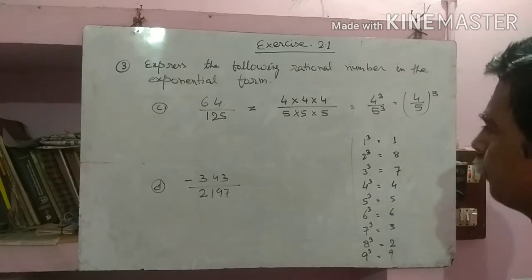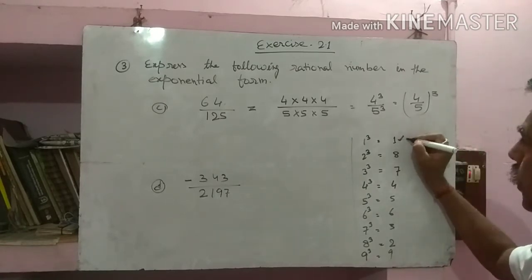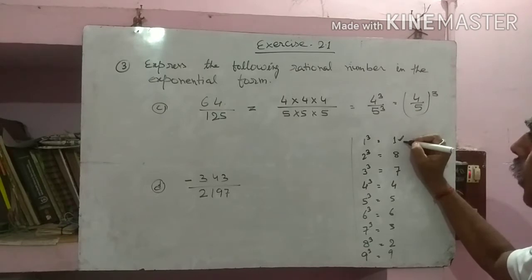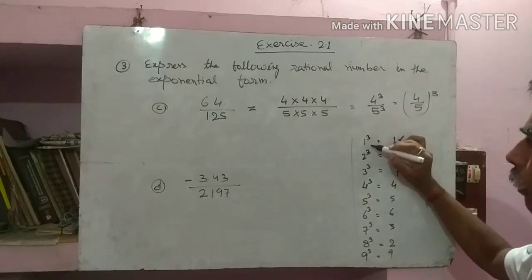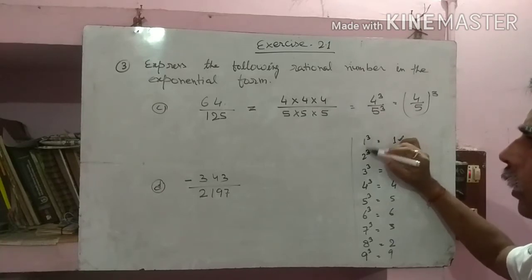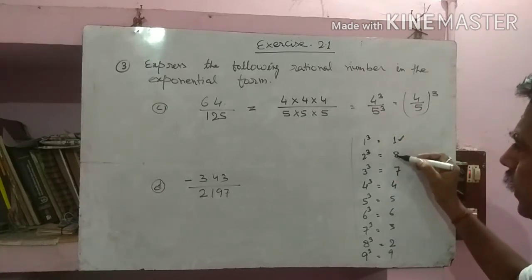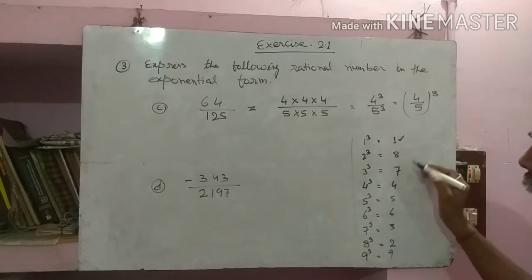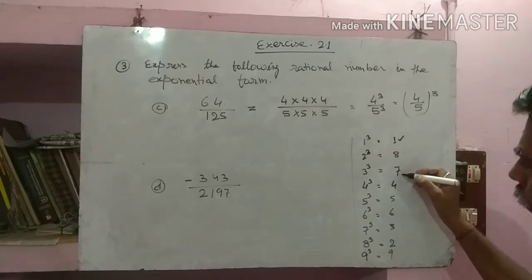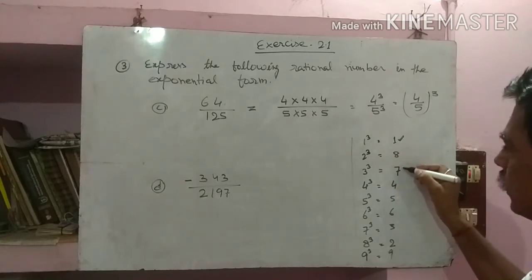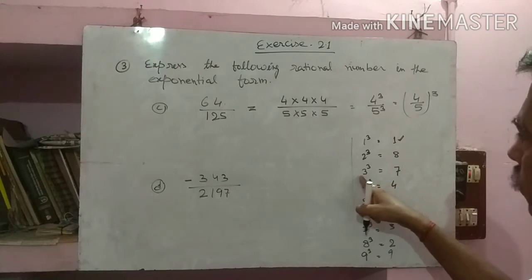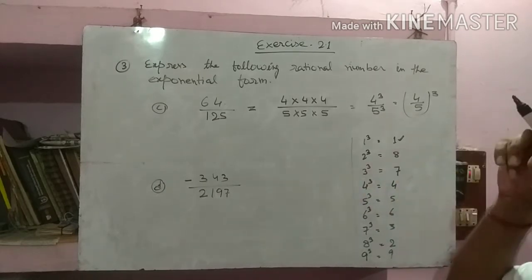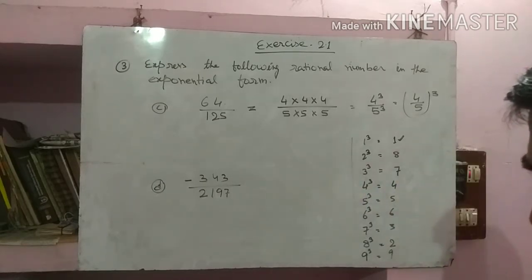Okay, so look here, what we have discussed: if the unit place is 1, the number should be a power of 1 or 11 or 21 or 31 or 41, like that. If the unit digit is 8, it means that it is a power of 2, 12, 22, 32, like that. If the last digit is 7, it is a power of 3. If the unit place is 3, then this is a power of 3, 13, 23, 33, like that.